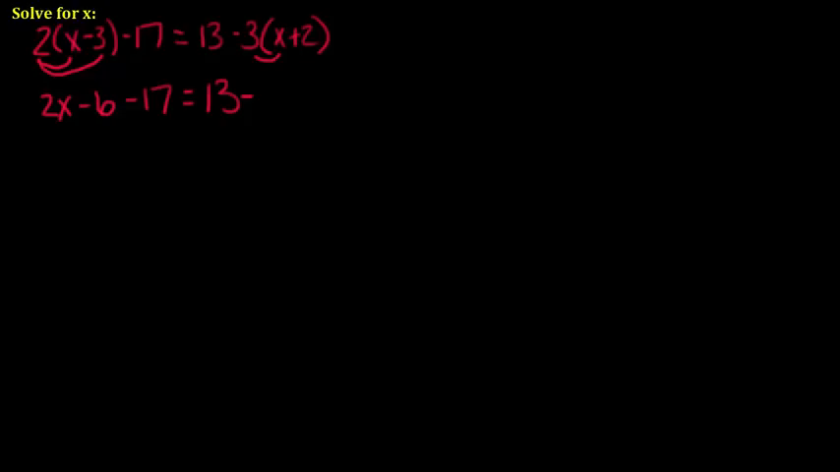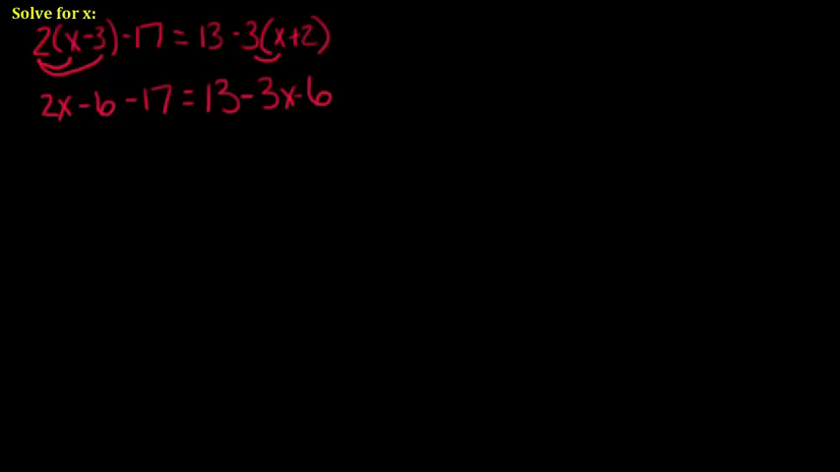3 times x is 3x. 3 times 2 is equal to 6. It's negative 3 times 2, I'm sorry.